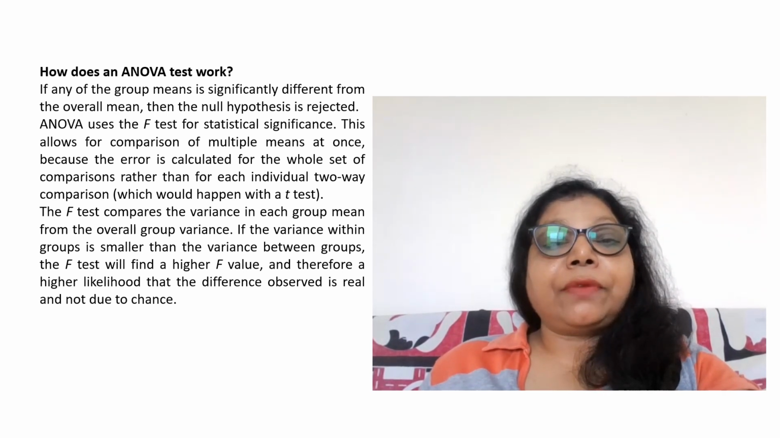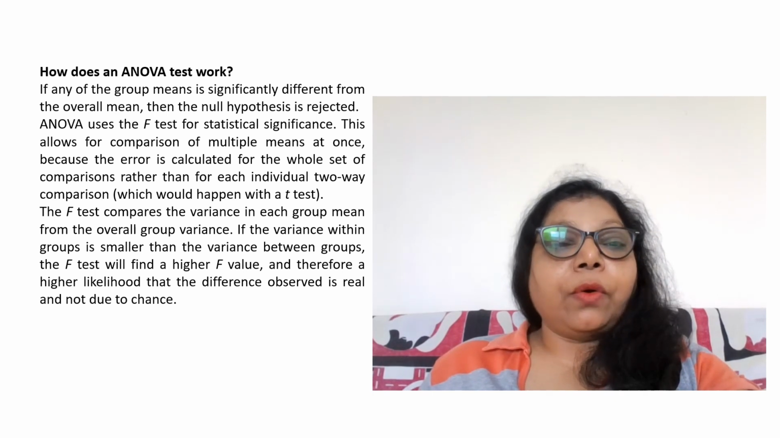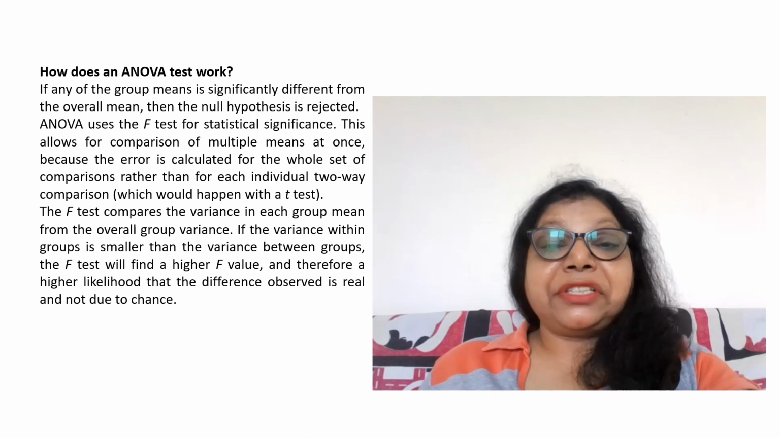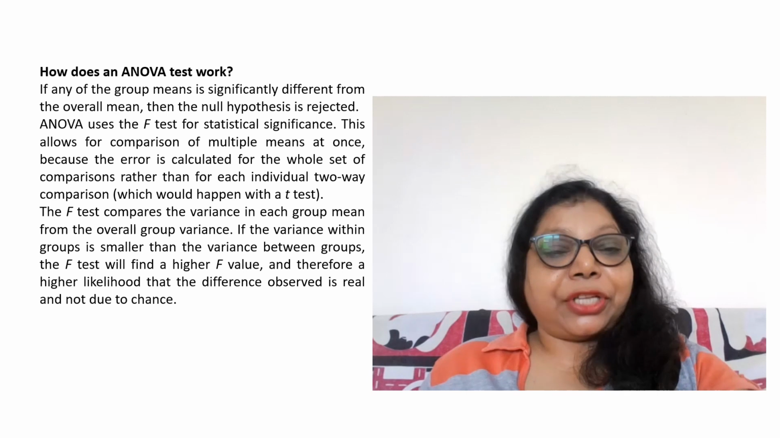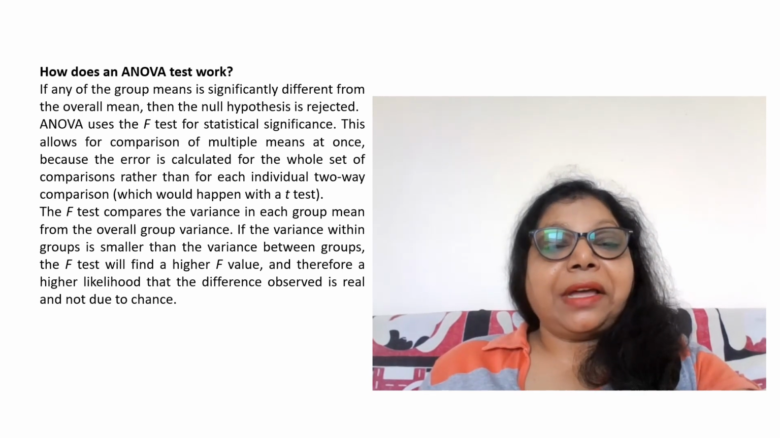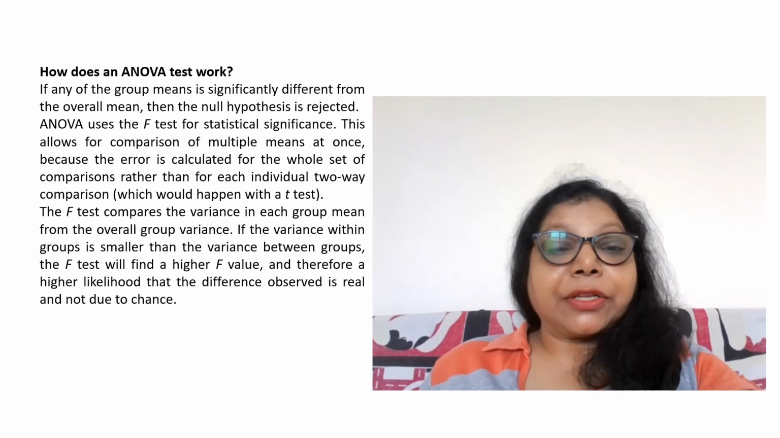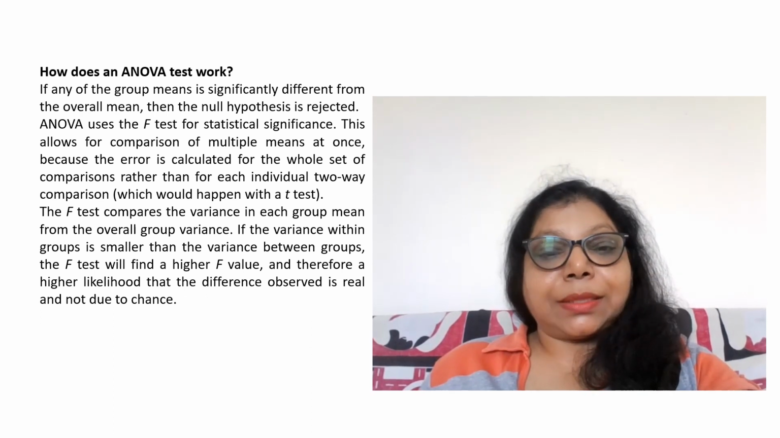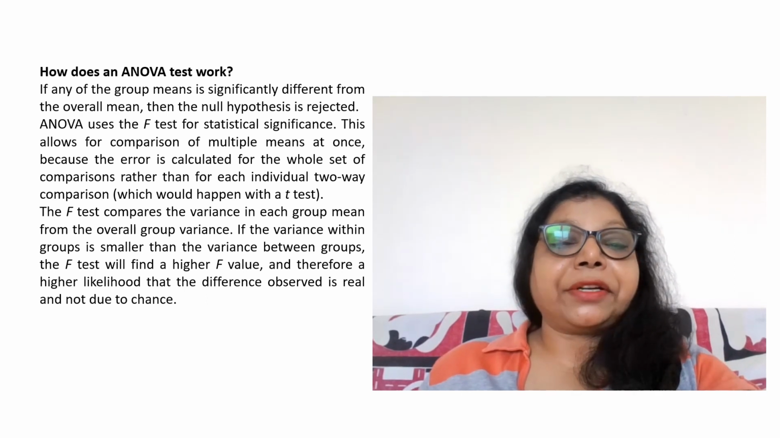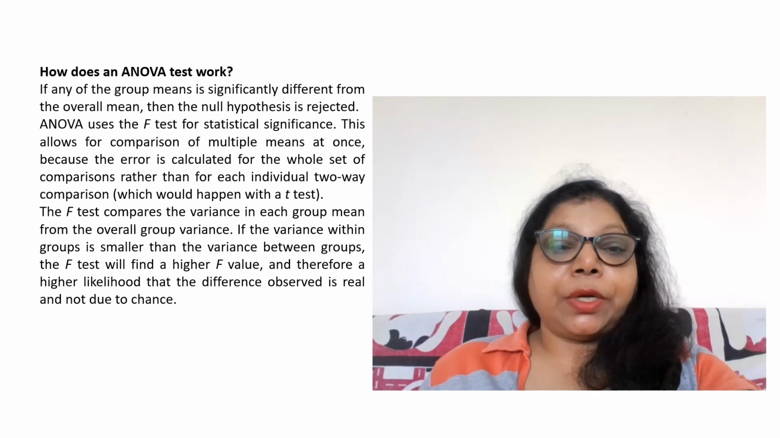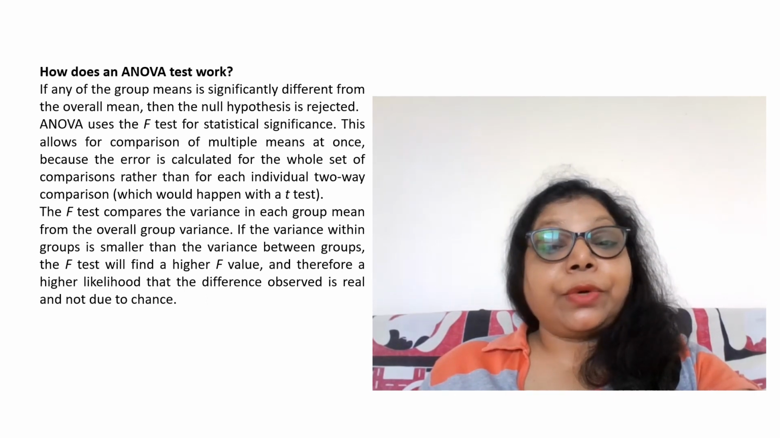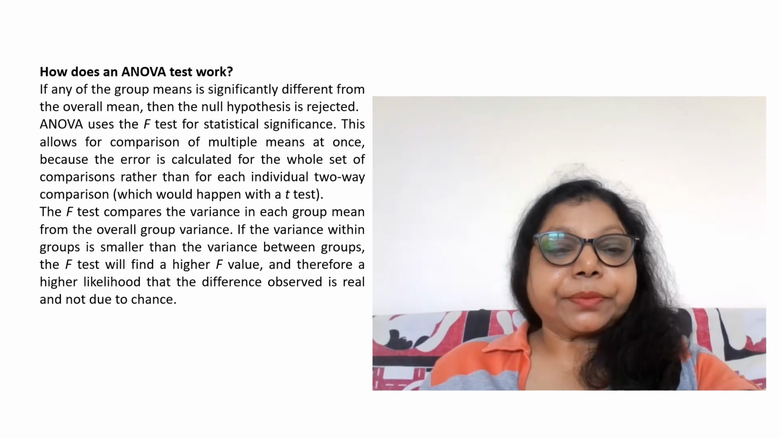ANOVA determines whether the groups created by the levels of the independent variable are statistically different by calculating whether the means of the treatment levels are different from the overall mean of the dependent variable. If any of the group means is significantly different from the overall mean, then the null hypothesis is rejected. ANOVA uses the F-test for statistical significance. This allows for the comparison of multiple means at once because the error is calculated for the whole set of comparisons rather than for each individual two-way comparison, which would happen with a t-test.